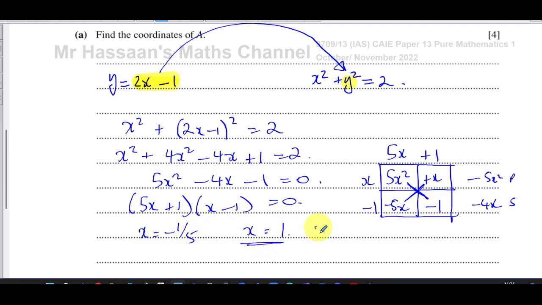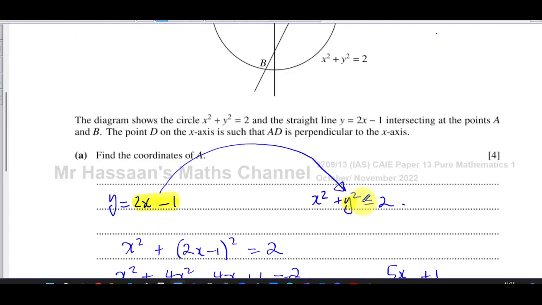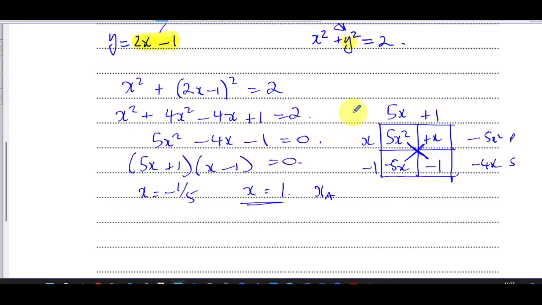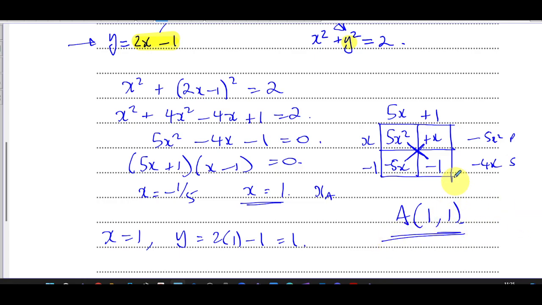So this must be the x coordinate of A, because as we can see from the diagram, it's where x is positive. And to find the y coordinate, we can use this. It's easier for us to use this. So we say when x equals 1, y is equal to 2 times 1 minus 1, which is also 1. So the coordinates of A are 1 and 1. Okay, so there's the answer to part A.